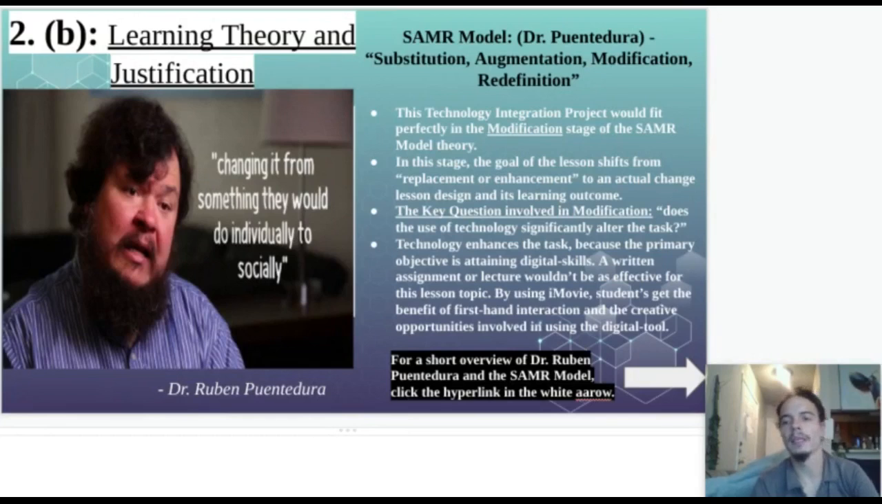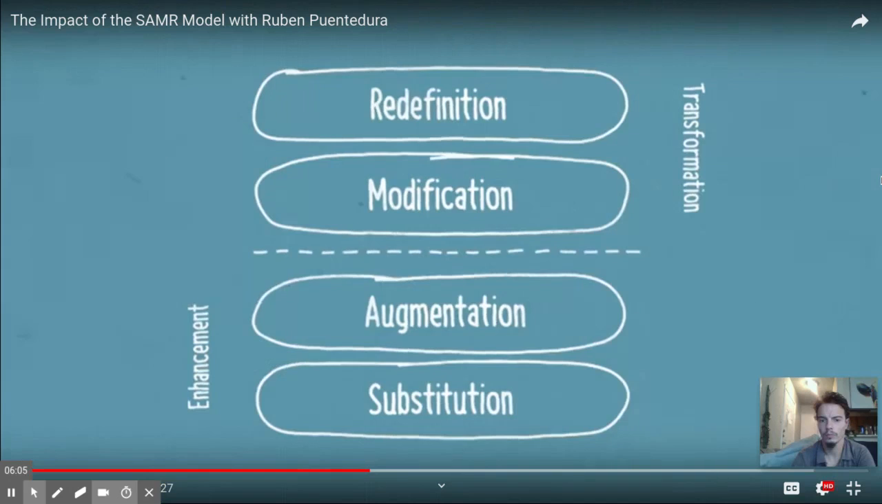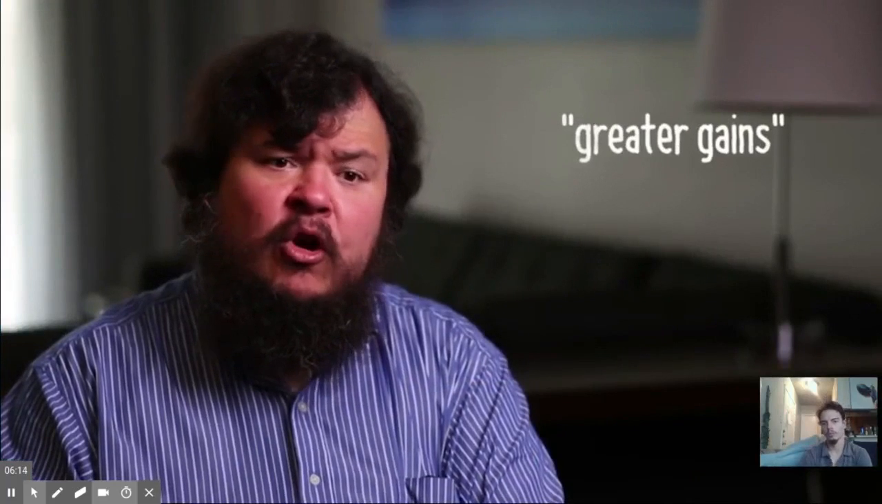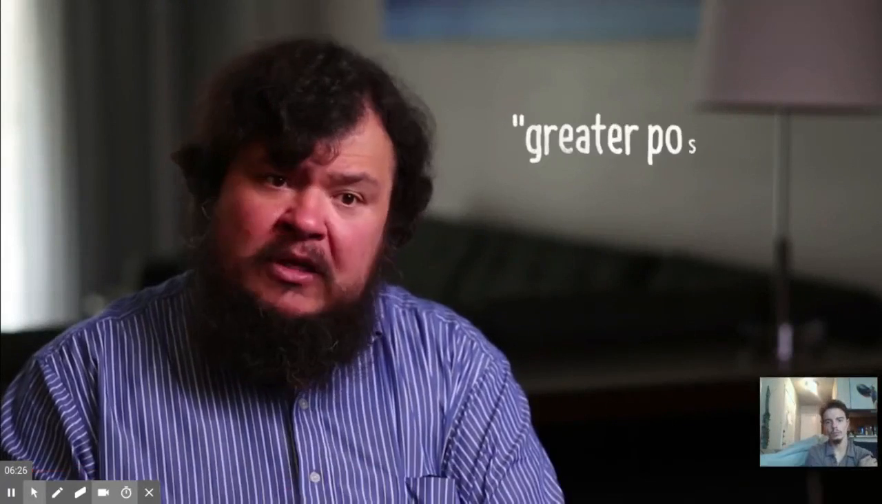If you click the hyperlink arrow at the bottom right-hand corner of this page, it will take you to a short interview with Dr. Rubin explaining the SAMR model and specifically what the attributes of modification are and how that aligns with this project. Inasmuch as working at the upper levels of SAMR, modification and redefinition, tends to be associated with greater gains by students in comprehension, but not just, well, can they remember facts, for example, what can they do with what they've learned? What gives them greater agency, greater possibilities for using their knowledge.